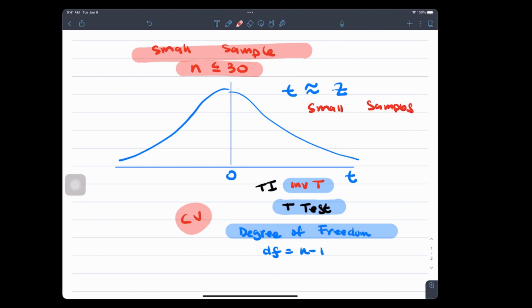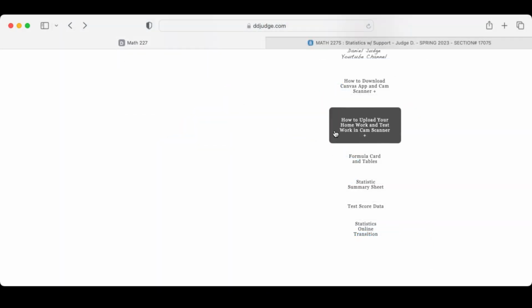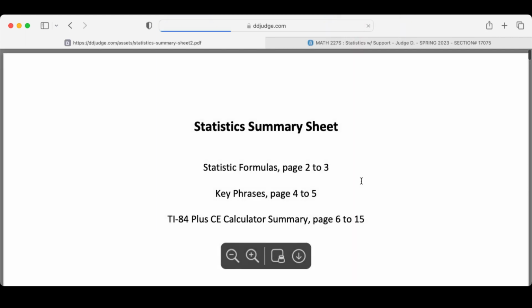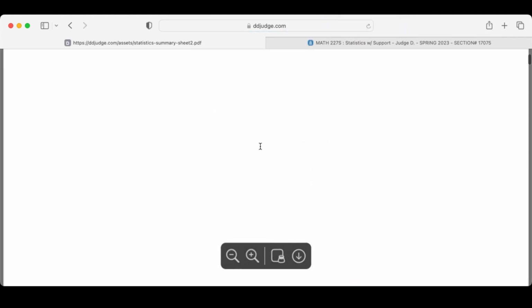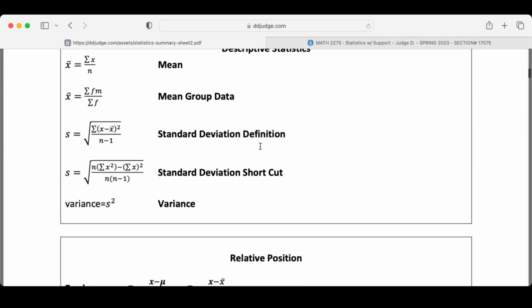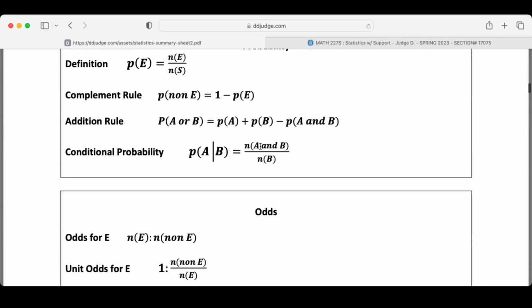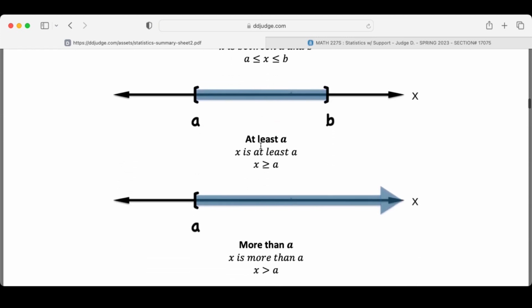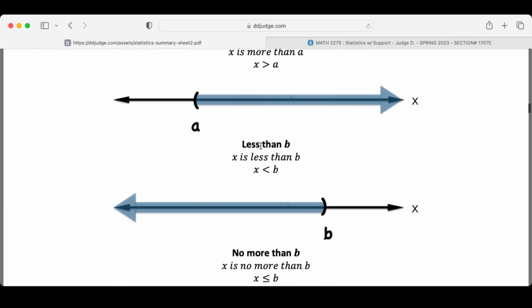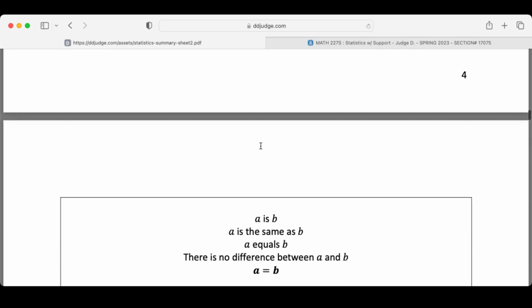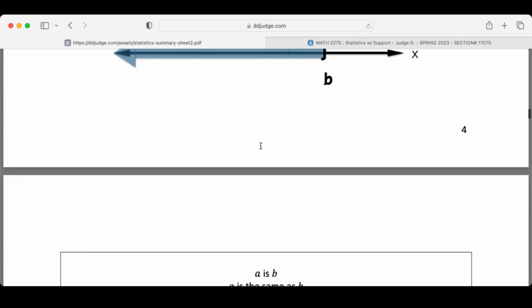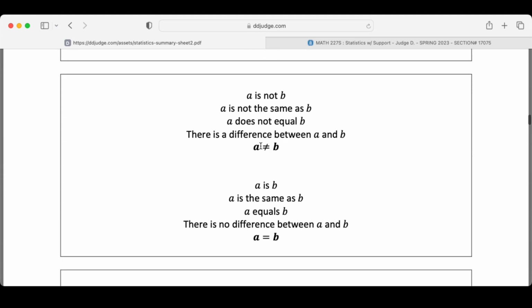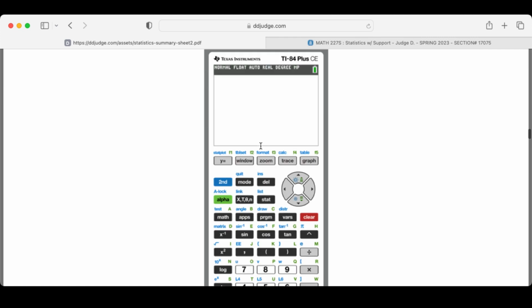Oh yeah, I'm going to remind you guys, on your test, you might have said to me, Mr. Judge, can we use the statistics summary sheet on this test? What do you guys think? Yes, that's why I made it. I might add a few more things, but here's some language. You guys know what I mean? At least, less than, more than. So we have worked on some of the language, haven't we? Is the same as, is not the same as. We're going to see some of that, right?